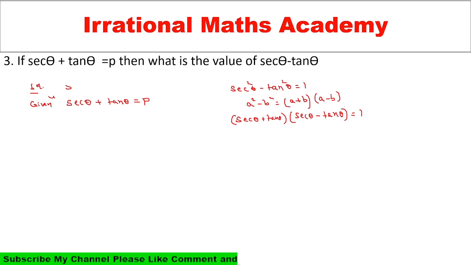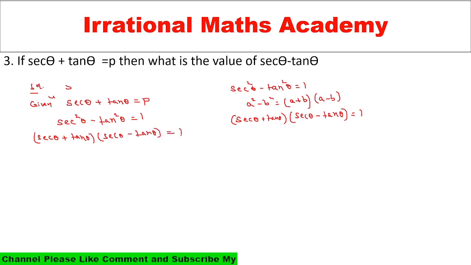Is this clear? So same thing I'll write here. First thing you need to do is take this identity, write down this identity, that is secant square theta minus tan square theta equal to 1. Secant theta plus tan theta into secant theta minus tan theta equal to 1.